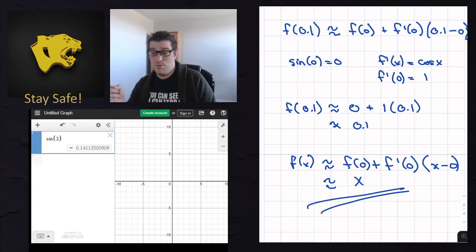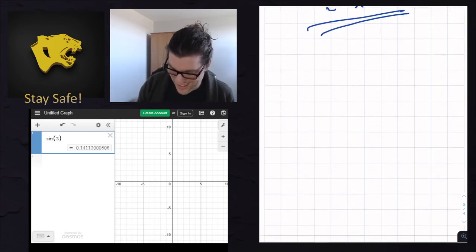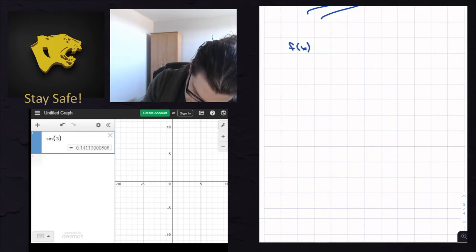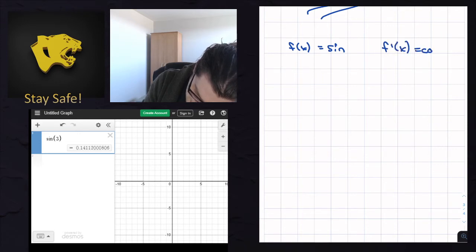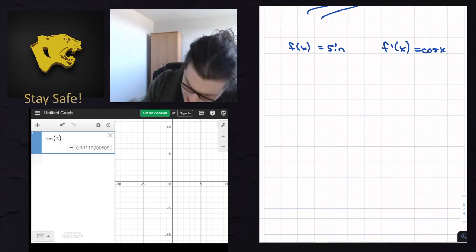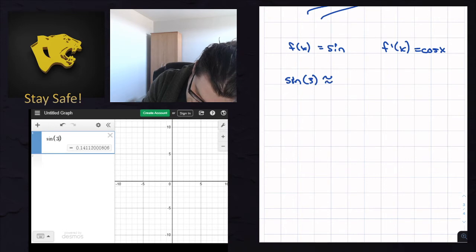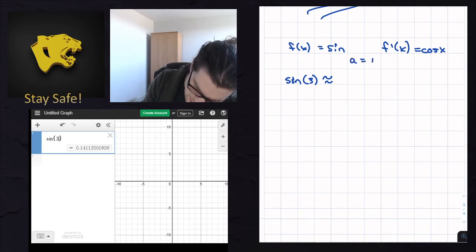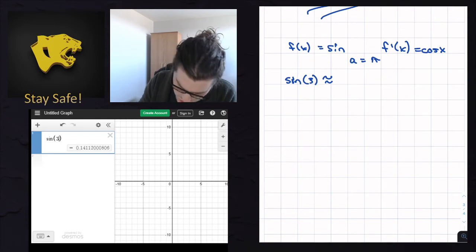Now, if I did want to estimate it at 3, I could use the sine of pi, 3.14. It's pretty close. Not what I was planning on doing, but let's actually do that and see how it would pan out. So again, if I say my f of x is just equal to sine x, my f prime of x then is equal to cosine x. I want to evaluate this specifically, say sine of 3 is about equal to f at a, and I'll use an a value of pi, so 3.14-ish.